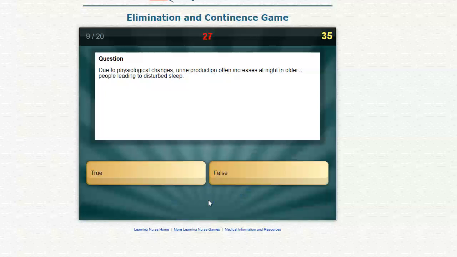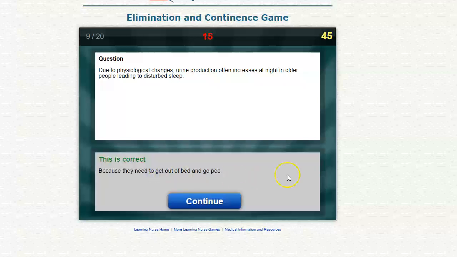Due to physiological changes, urine production often increases at night in older people, leading to disturbed sleep. Is that true or is that false? It's true, because they need to get out of bed and go pee.